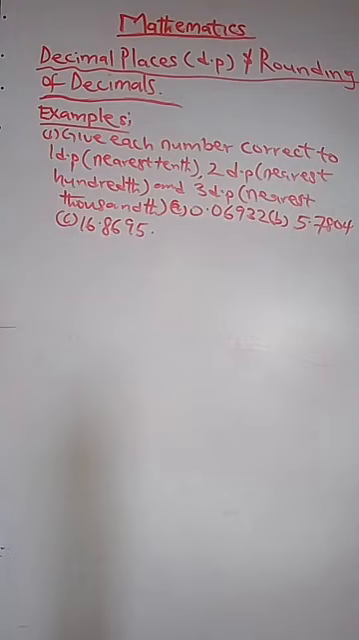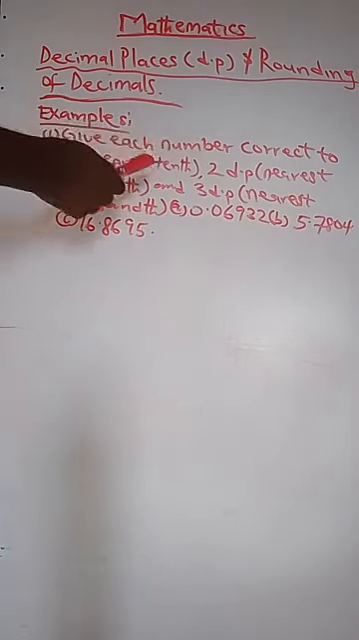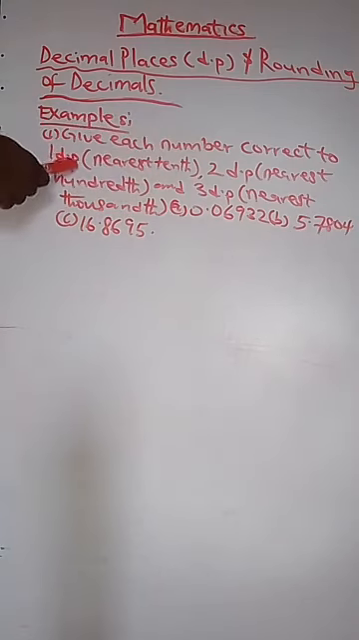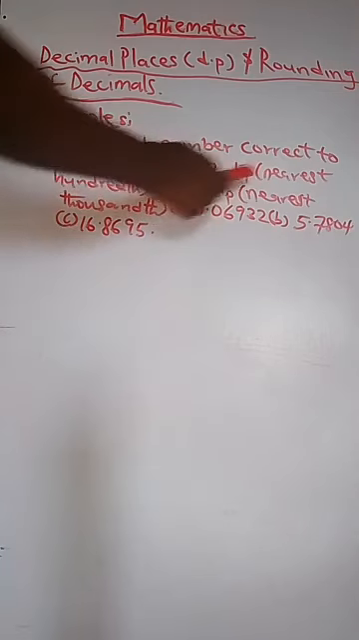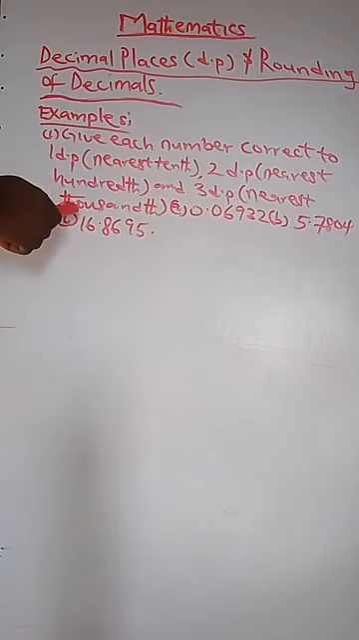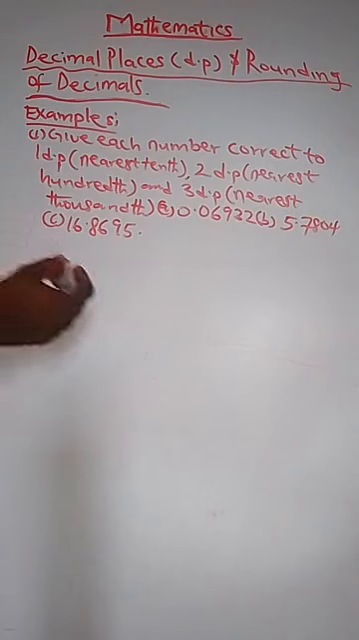Now, let's look at some examples to understand how to round numbers to different decimal places in mathematics. Let's look at these examples. Give each number correct to nearest one decimal place. DP means decimal place or decimal places. 1 decimal place is the same thing as nearest tenth. 2 decimal places, nearest hundredth. 3 decimal places, nearest thousandth. Let's solve the first one.